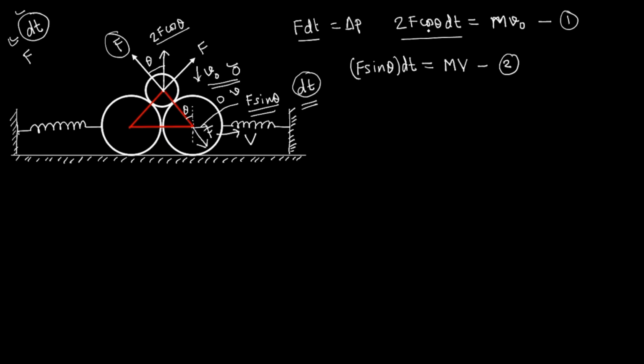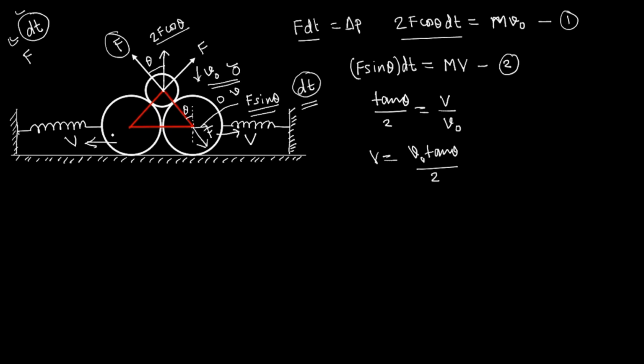Now you simply divide both these two equations, and you will very easily get the answer. So here if you divide, you get F sin theta upon 2F cos theta, that means tan theta upon 2. F dt will cancel. It will be V upon v0. That means V is v0 tan theta upon 2. This is the velocity of the ball V over this side, and symmetrically this ball will have a velocity V.